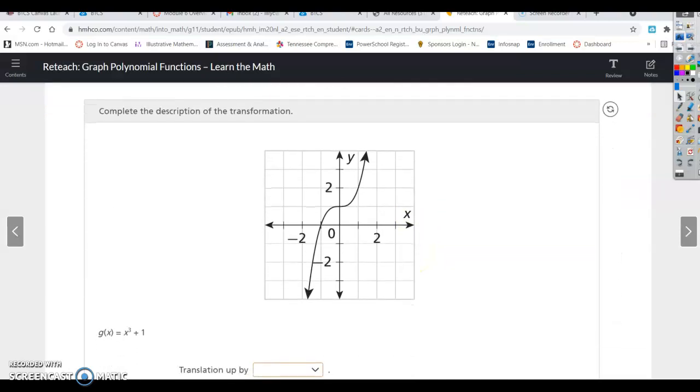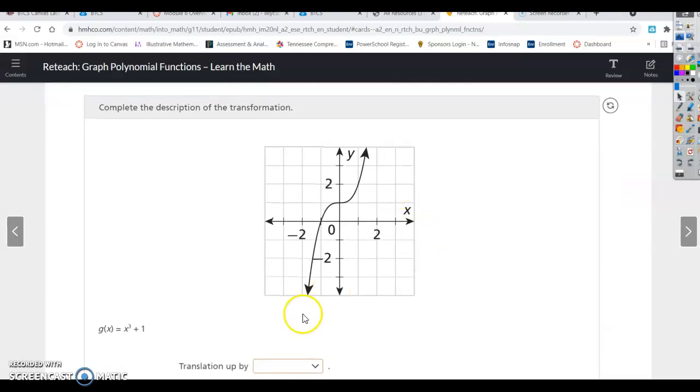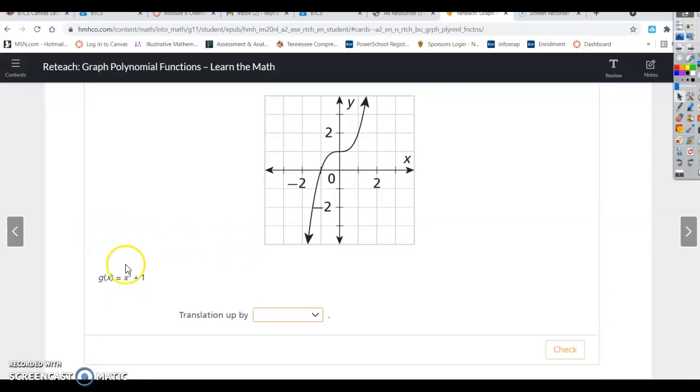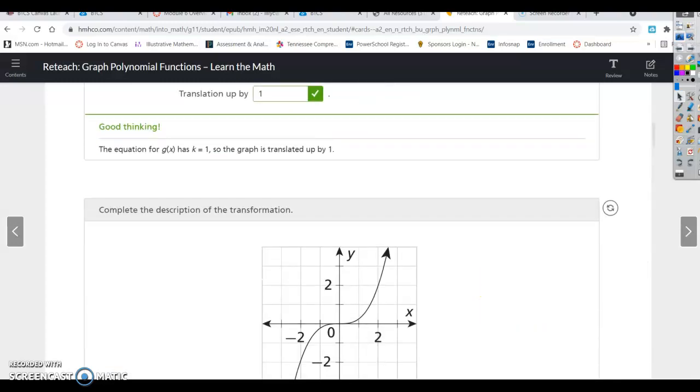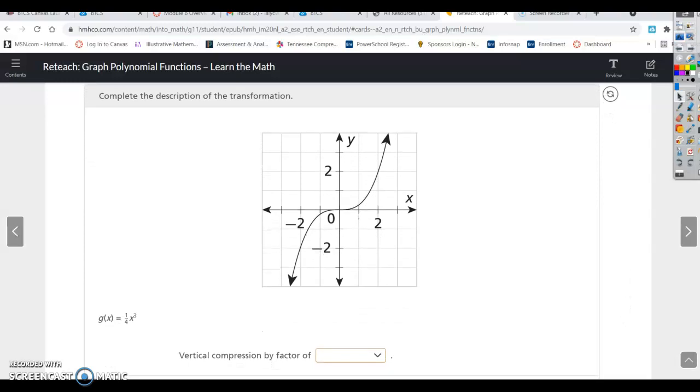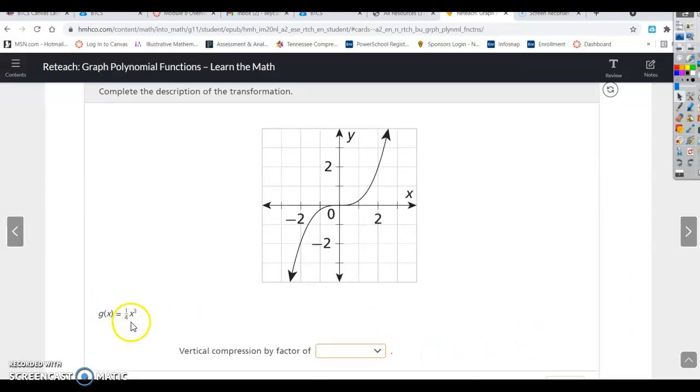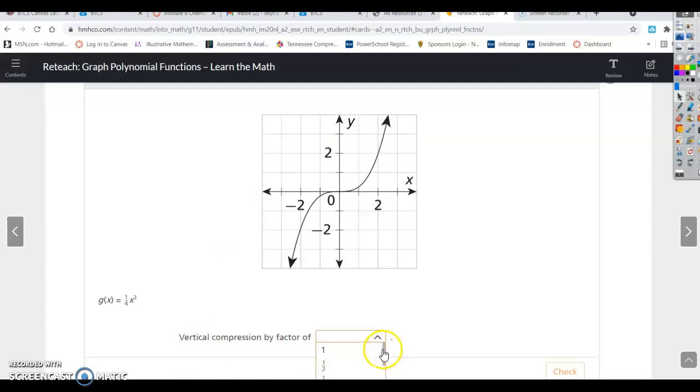It says complete the description of the transformation. You can see this is the same general shape, but now it goes through (0, 1) instead of (0, 0). So this is a transformation up 1. It's been moved up 1 unit. Complete the description below. It says g of x equals 1/4 x cubed. You can see how it's wider now, how it expands out. It doesn't go quite as steep up as it did before, and that's because it has a vertical compression by a factor of 1/4.